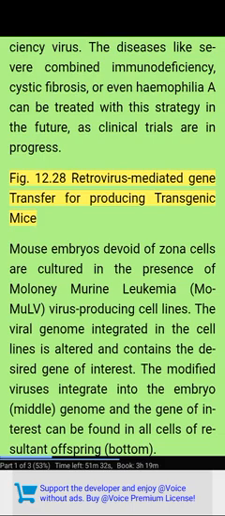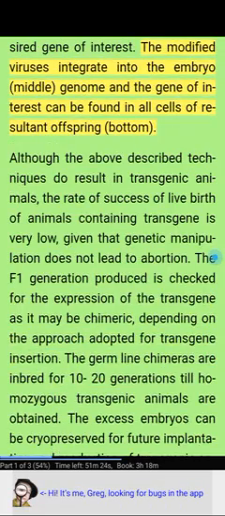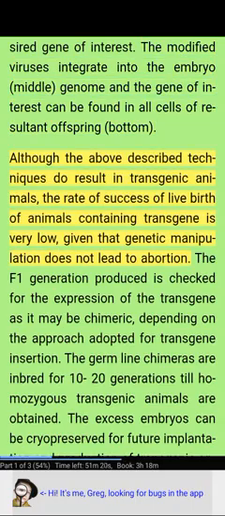Figure 12.28: Retrovirus-mediated gene transfer for producing transgenic mice. Mouse embryos devoid of zona cells are cultured in the presence of Moloney murine leukemia virus-producing cell lines. The viral genome integrated in the cell lines is altered and contains the desired gene of interest. The modified viruses integrate into the embryo genome, and the gene of interest can be found in all cells of the resultant offspring.